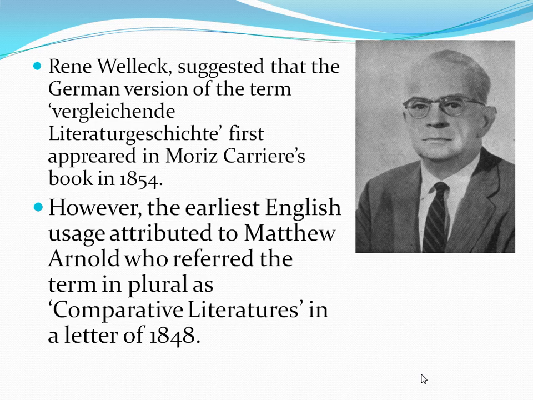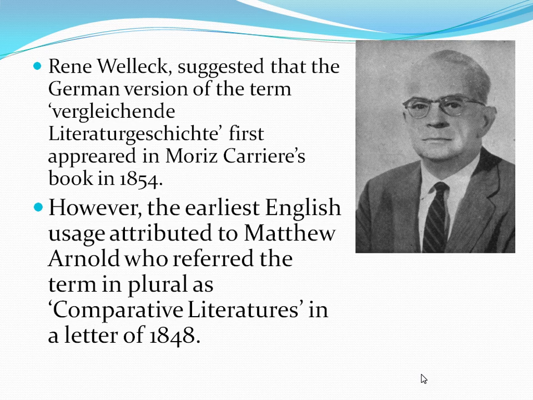René Wellek suggested the German version of the term, so from France we went to Germany. The French School of Comparative Literature and the German School of Comparative Literature will be different. The German version of the term, Vergleichende Literaturgeschichte, is a German word. You have to write it, don't try to pronounce it. It first appeared in Maurice Carrière's book in 1854. So in France the term was used in 1816, and in Germany the term was mentioned in 1854.